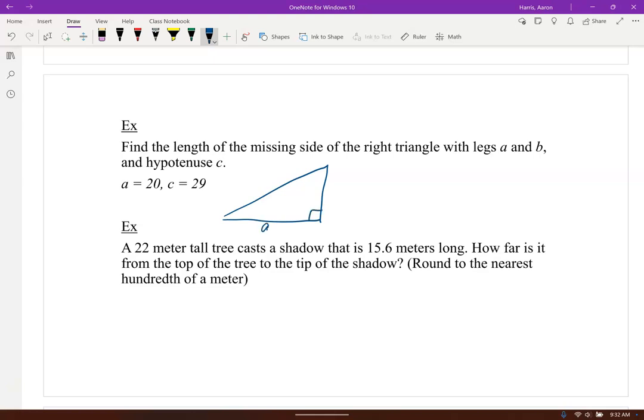So we've got the legs are a and b, the hypotenuse is c, and they tell us that a is 20 and c is 29. So let's go ahead and find that missing side b. We know the Pythagorean theorem, a squared plus b squared equals c squared, the greatest theorem in all of mathematics, actually. So 20 squared plus b squared equals 29 squared. I punch in 20 squared, 20 times 20, I get 400. And then 29 times 29, not sure what that is, 841.